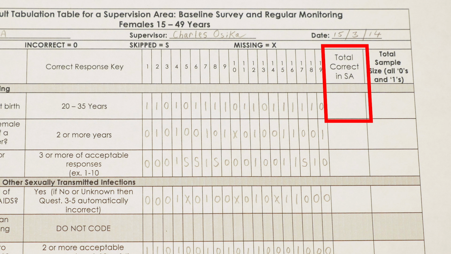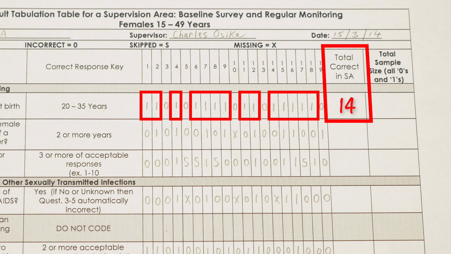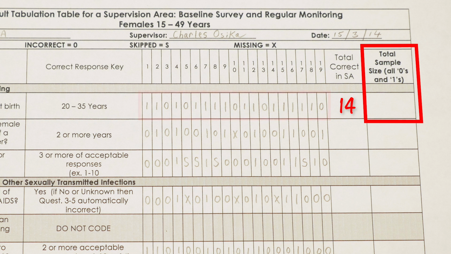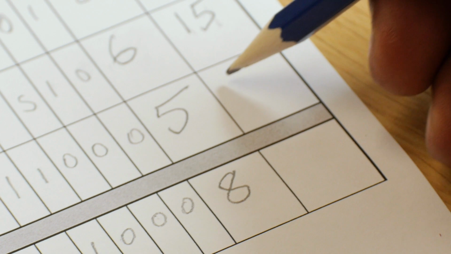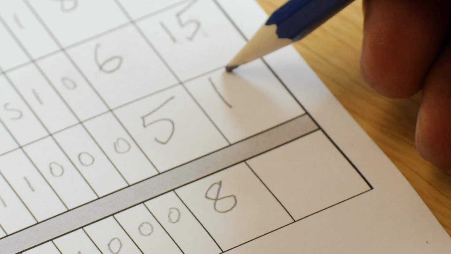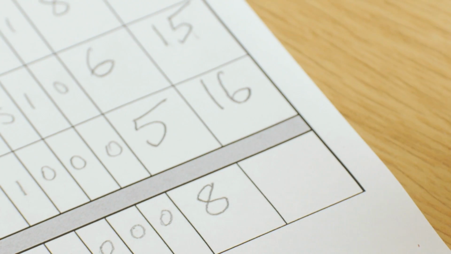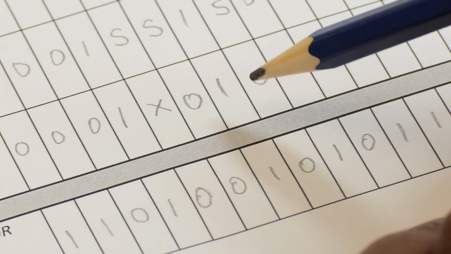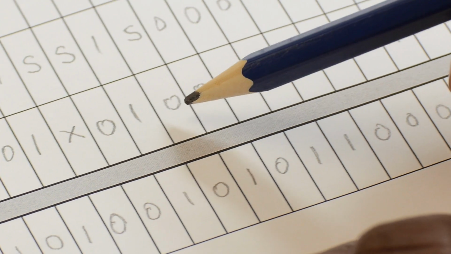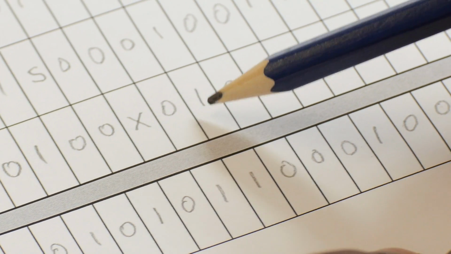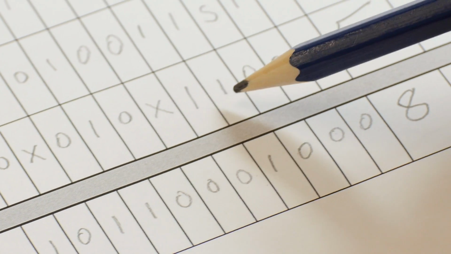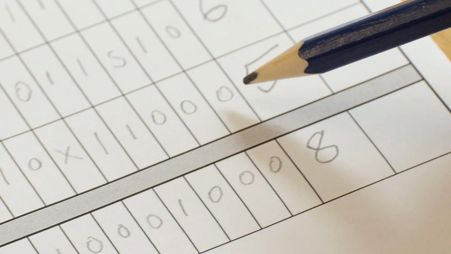We can just add all the 1s together. Then enter the total sample size, adding the number of boxes that have ones and zeros together. Double-check any questions where the sample size is less than it should be, usually 19, and confirm the reason. If there are a lot of missing or skipped responses, then more information may have to be collected.